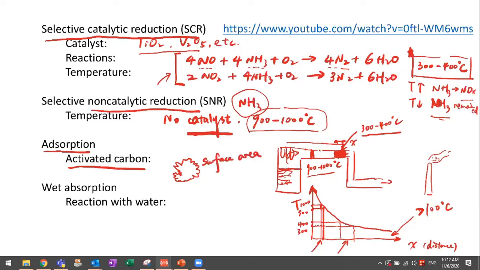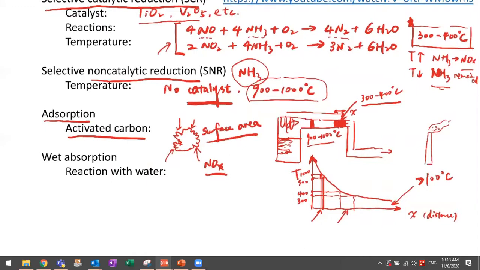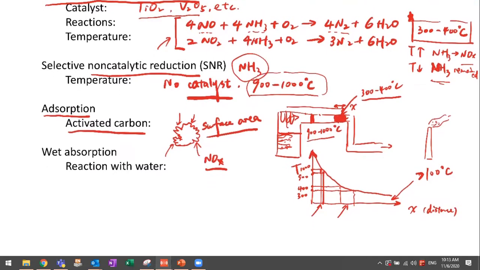In terms of the activated carbon particles, because of the large surface area, these NOx molecules can get adsorbed to the surface of the activated carbon. So in this way, we can also remove some NOx. But the activated carbon actually costs too much. Maybe for some heavily polluted plants, we may need to use activated carbon to get a higher conversion or higher capture of the NOx.